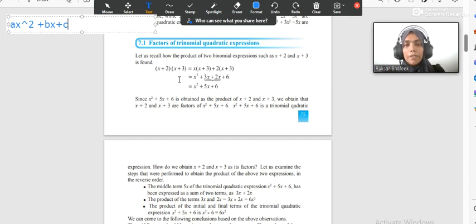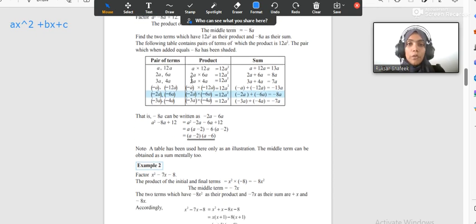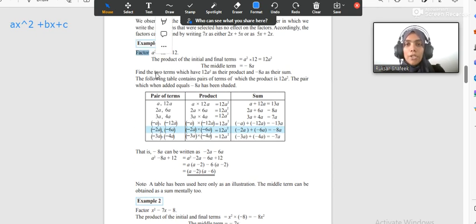Now, how exactly does this happen? For example, if you have 2 brackets, you can simplify them and put them as trinomial expressions. So we will look into this when we look at the examples itself and how we form them. So for example, you have this question, a squared minus 8a plus 12.